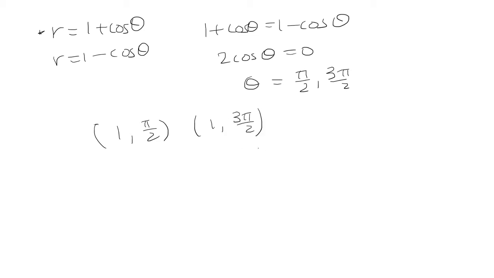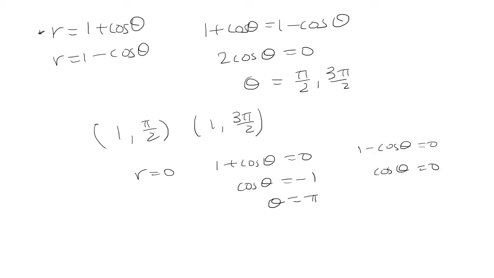Okay, now there's also another one that we have to consider. So if r is 0, well, when is r equal to 0? That is when 1 plus cosine theta equals 0. So in other words, cosine is negative 1, which is pi. Similarly, 1 minus cosine theta has to be 0. That means cosine is 1, which is 0.